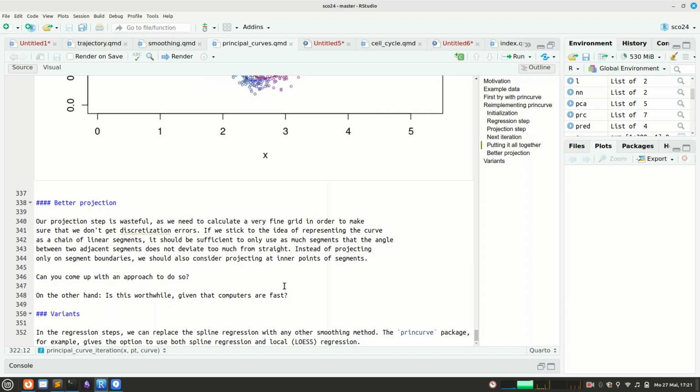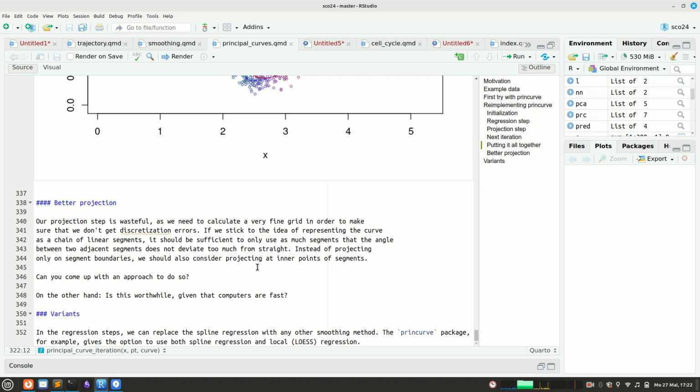And of course, the other way we can improve this is the idea that we make a spline regression of the individual coordinates on the preliminary pseudo-times. In this step, we can use any smoothing function. We can replace the spline smoothing with, for example, the local regression smoothing that we talked about last week. In that way, the thing is quite modular. We can replace this part of the algorithm. In fact, the principal curve function allows you to just supply a smoothing function, and then it uses that, and you can compare which of the two results work better.